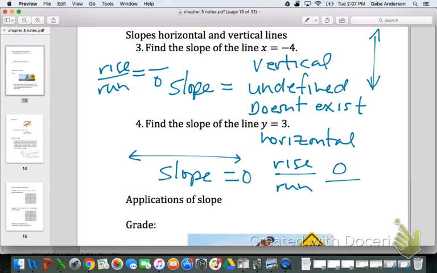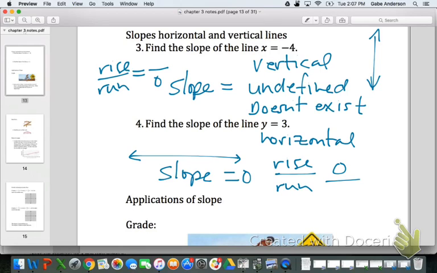You just said something about something being undefined. So is the slope of a horizontal line also undefined? No, the slope of a horizontal line is 0. But the slope of a vertical line does not exist or is undefined.